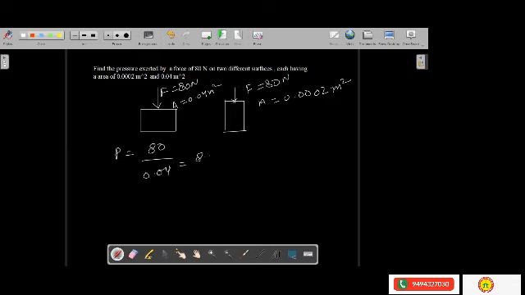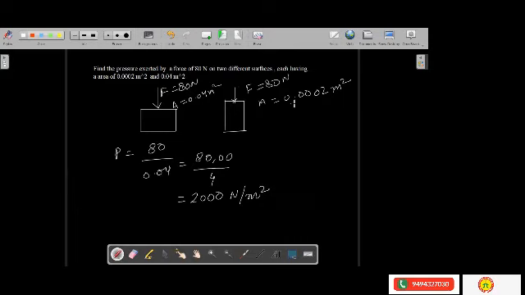That you get 8,000 divided by 4. So this is 2,000. You get here 2,000 Newton per meter square as the pressure.